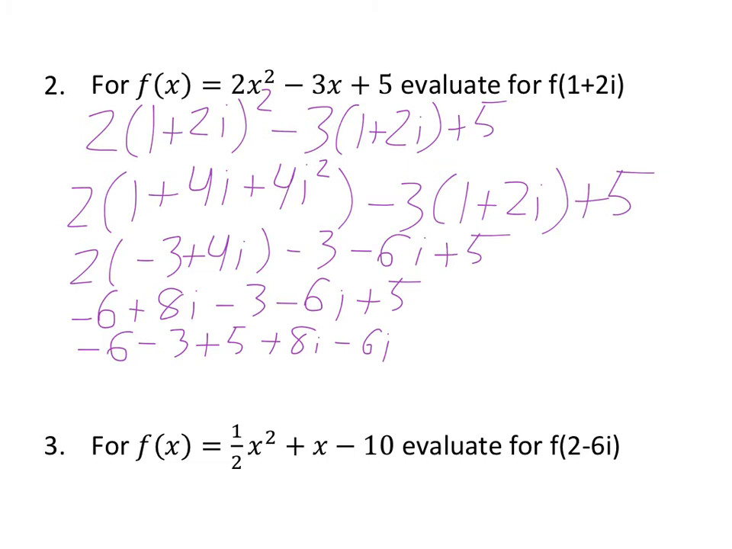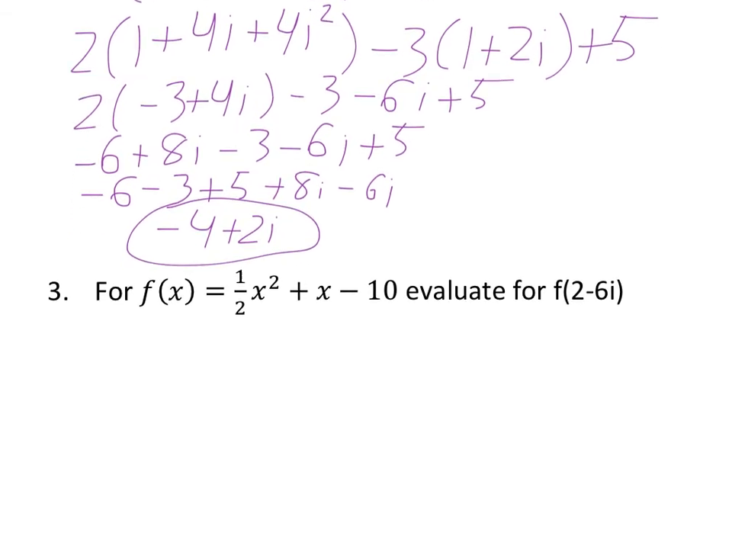So minus 6 minus 3 is minus 9. Minus 9 plus 5, minus 4. Plus 8i minus 6i, plus 2i. So 1 plus 2i evaluates to negative 4 plus 2i. This for us is an imaginary complex number when we evaluate it.